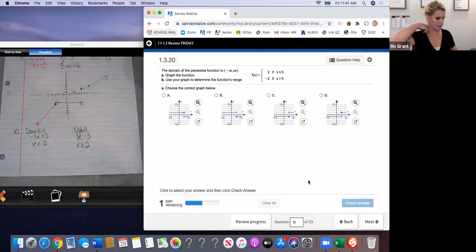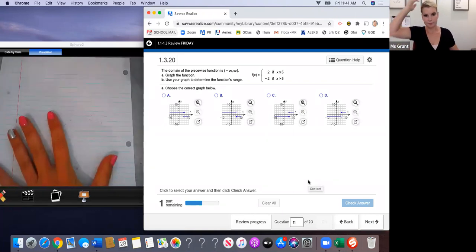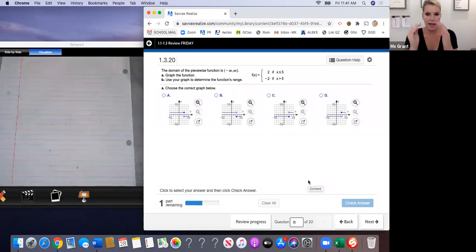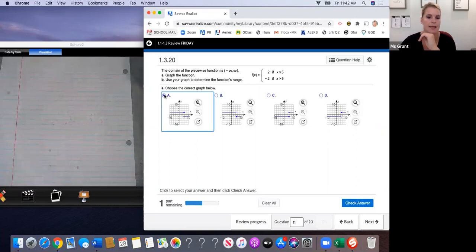On 11. That took a long time. Same thing. My piecewise functions are at 2 and -2. Those are horizontal lines. So I'm just going to look and see. +2, the blue line above the x-axis, is going to be a closed circle at 5 less than. A looks okay. Let's check the second. Y equals -2. It's an open circle at 5 greater than. It's A.